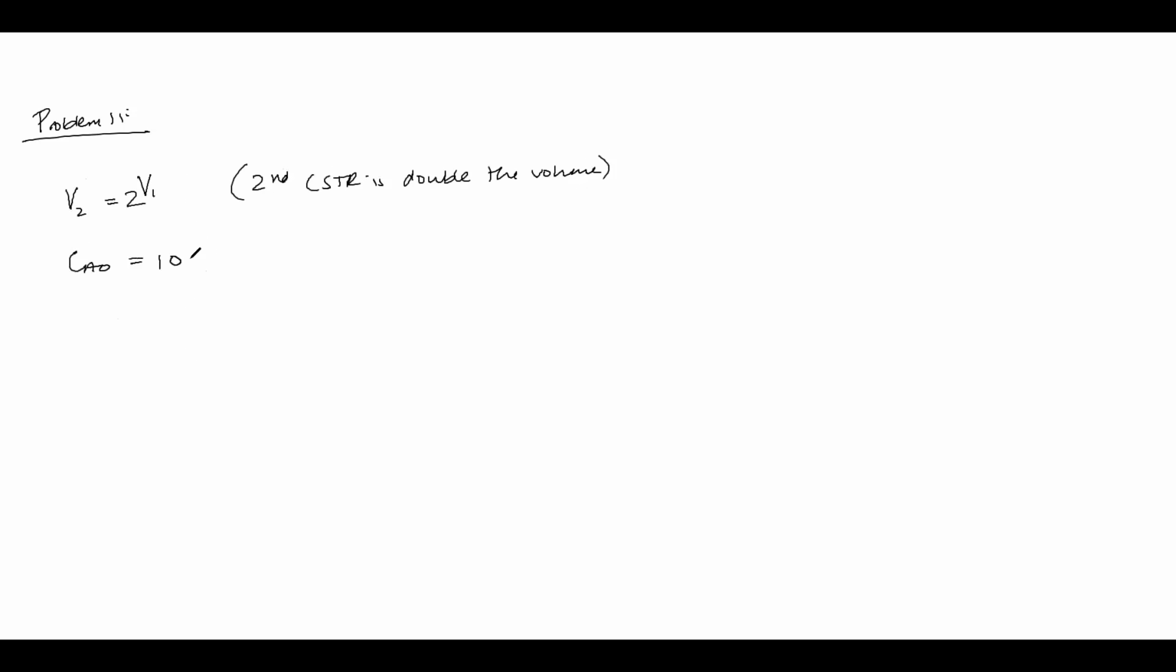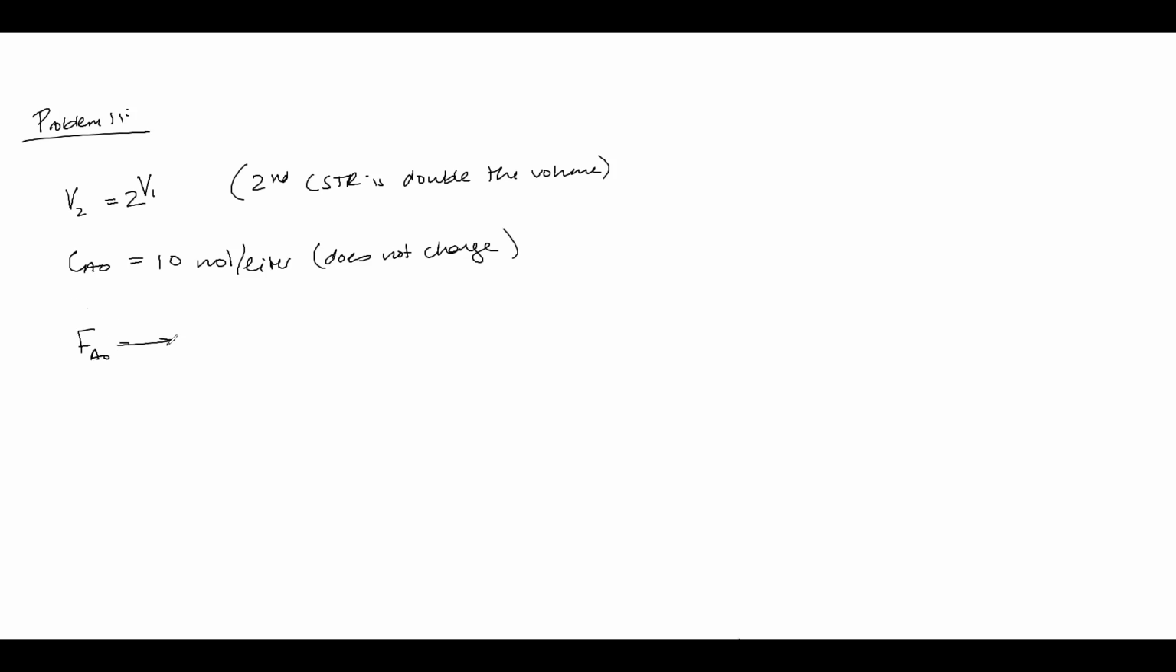CA naught, you're being told it's 10 moles per liter, and this does not change between CSTRs. You're also being told the flow rate. What flow rate is it? Is it molar? And the same feed rate, so I'm assuming it's the molar feed rate. It doesn't matter, the feed rate is the same, then all of them are the same, right? Assuming no change in density. But the one relevant for reactor design is FA naught.